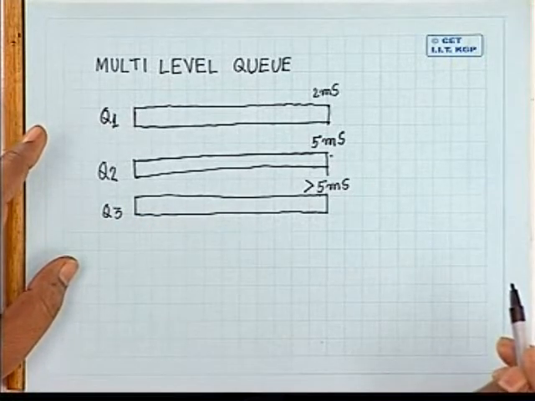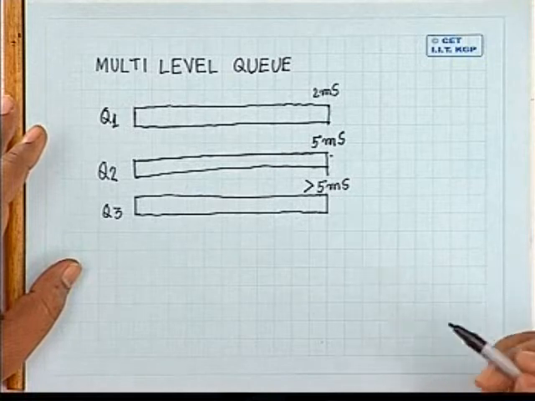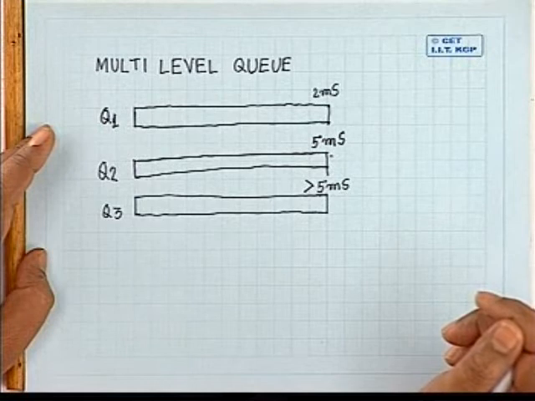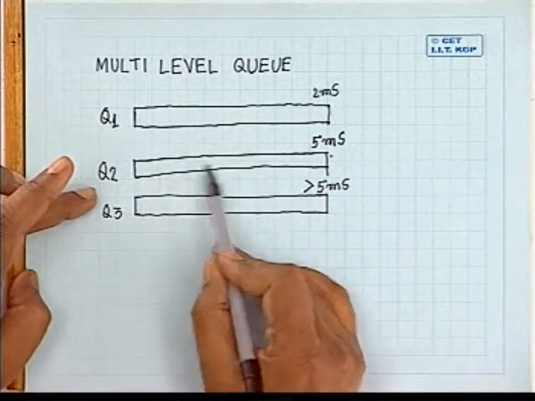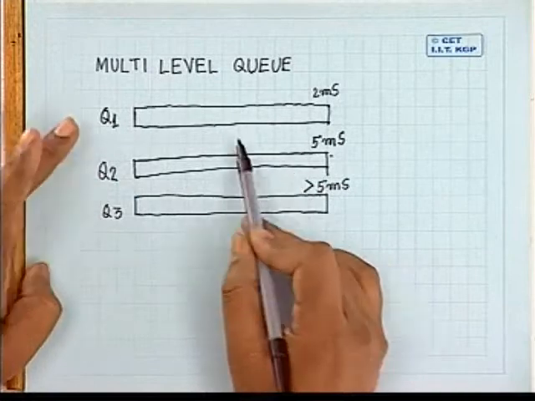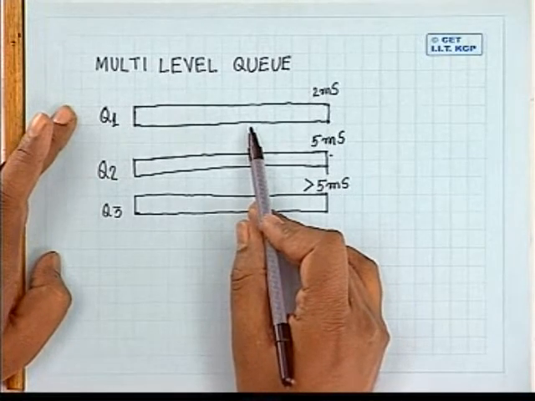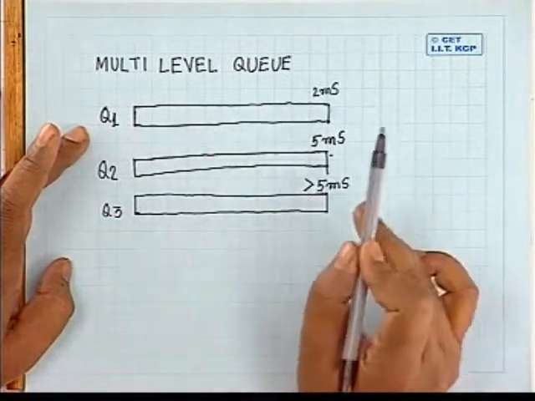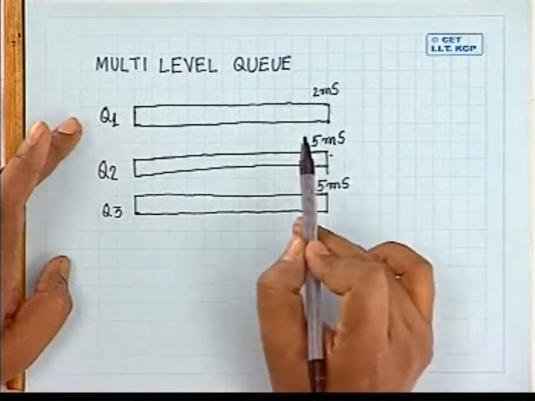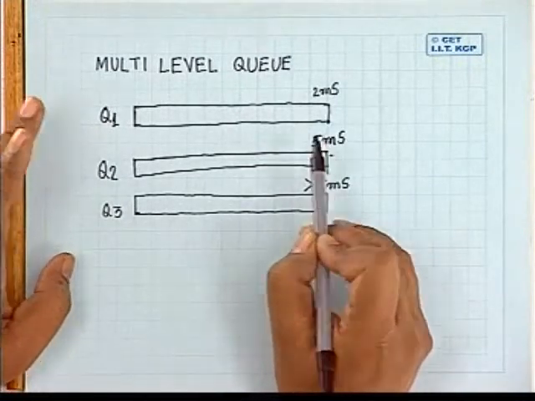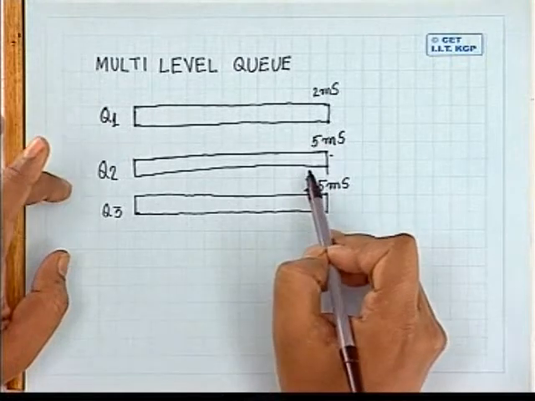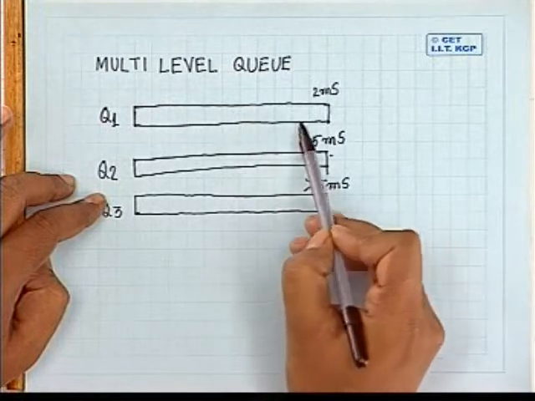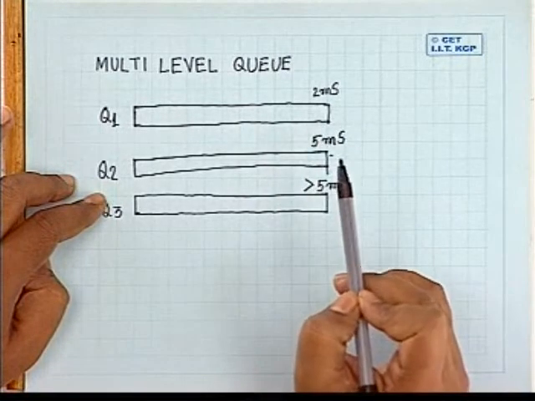Now I can apply round robin scheduling on each of these queues separately. But I will take a job from queue number 2 for execution only when queue number 1 is empty. That means if I have a job in queue number 1, that will be executed first. When all the jobs in queue number 1 are complete, then only I'll take up jobs from queue number 2 for execution. That gives higher preference to the IO bound jobs for execution on the CPU.